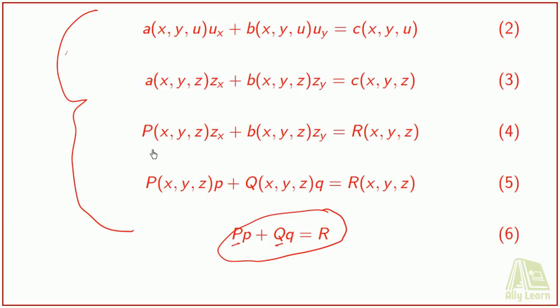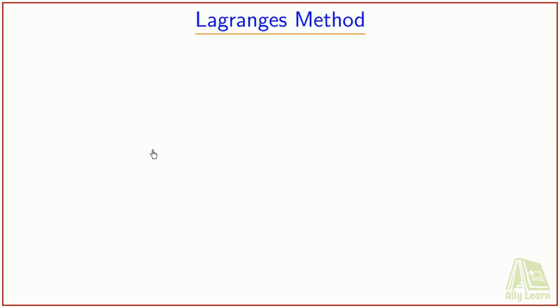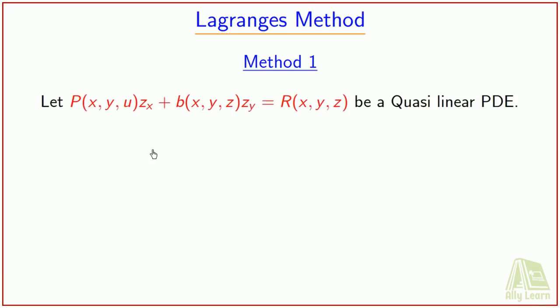So now with this knowledge, let's move on to our Lagrange's method. As I already told you, Lagrange's method is used to find the general solution of a first order quasi-linear PDE. Okay friends, so let's begin with it. Method 1. Now Lagrange's method can be used in 3 to 4 ways. Okay, firstly we'll explain the first way.